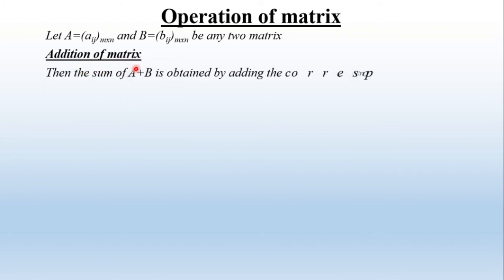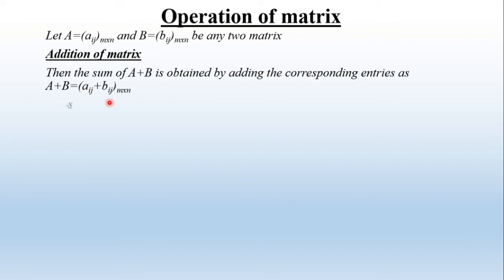Then the sum of A and B, here matrix A and B, how to add them? The sum of A and B is obtained by adding the corresponding entries, as A plus B equals Aij plus Bij with m cross n order.